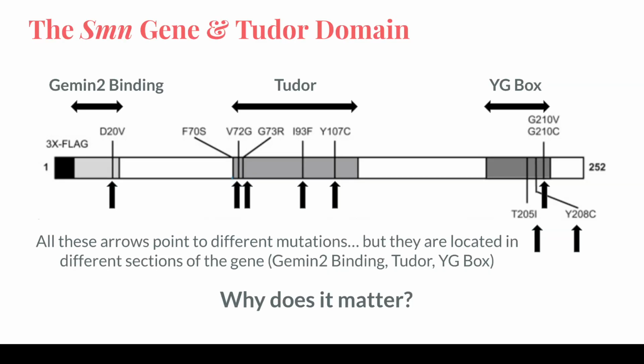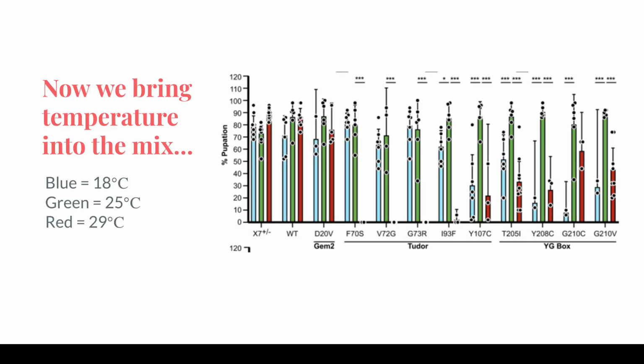So here is the SMN gene. All of these arrows point to different mutations, which are basically just mess-ups in the gene. They're all located in different sections. So we have the GEMIN2 binding domain, the tutor domain, and the YG box. And you may think, why does it matter where the mutation is located? But now we bring temperature into the mix.